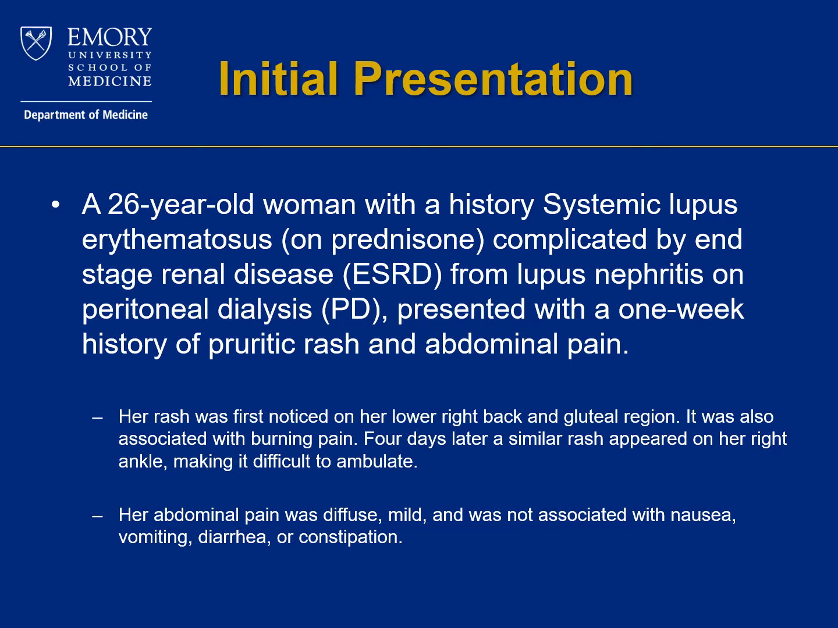A 26-year-old woman with a history of lupus who was on prednisone, complicated by end-stage renal disease from lupus nephritis, and on peritoneal dialysis, presented to us with a 1-week history of pruritic rash and abdominal pain.